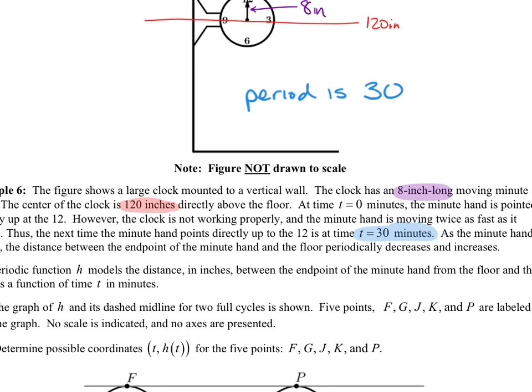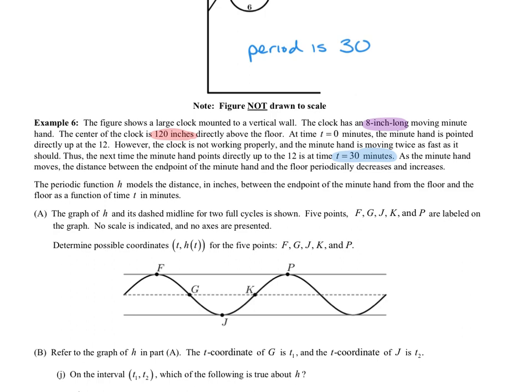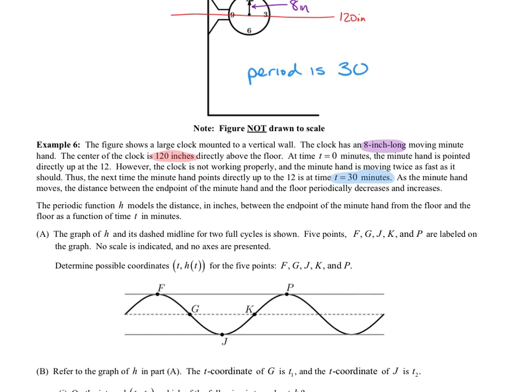Okay. Part A. And again, part A is always going to look exactly like this and ask you the same question, which is really, really nice. It says 5 points F, G, J, K, and P are labeled on the graph. No scale is indicated, no axes are presented. Determine possible coordinates, time, and height for the 5 points F, G, J, K, and P.